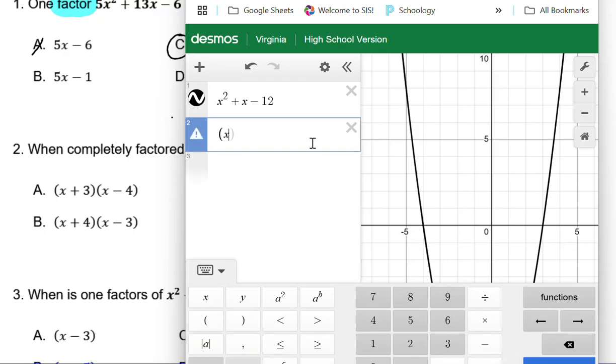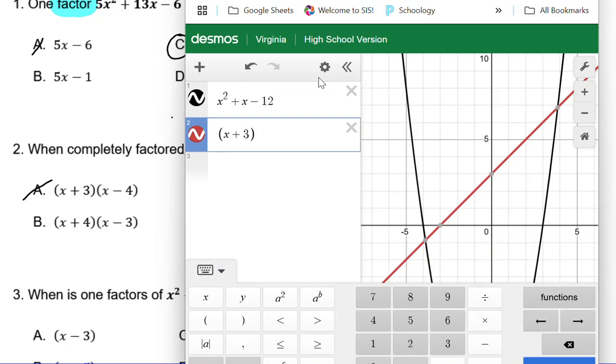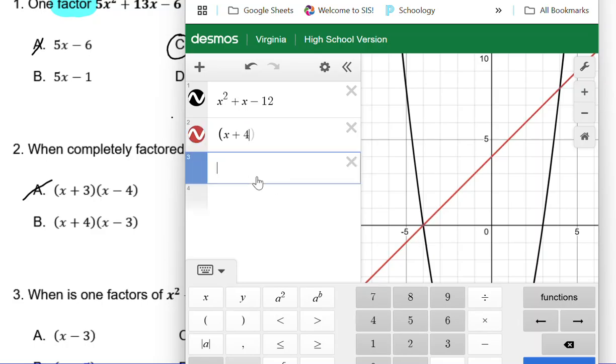So you have x plus 3. Is that a factor? I'm just looking at this one. It's not, right? Because it doesn't have the same x-intercept. So I can cross this out for now. x plus 3 is not a factor. Let me try x plus 4, the next answer choice. Yeah, that is a factor. So now I'm going to check if x minus 3 is also a factor.